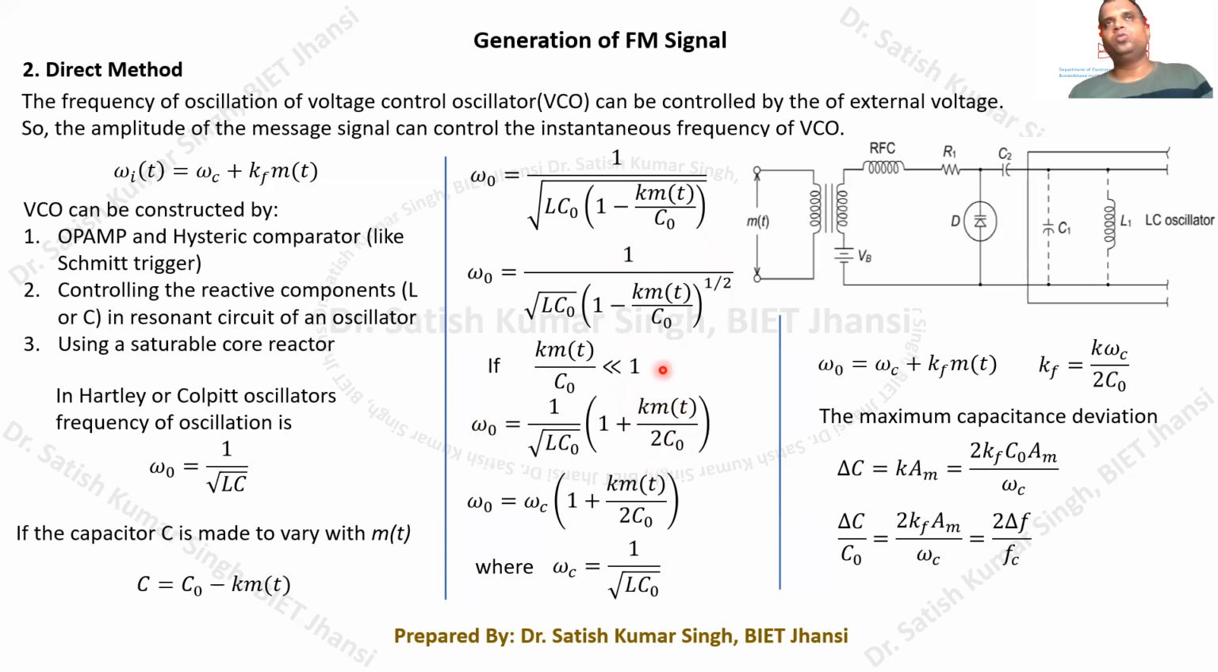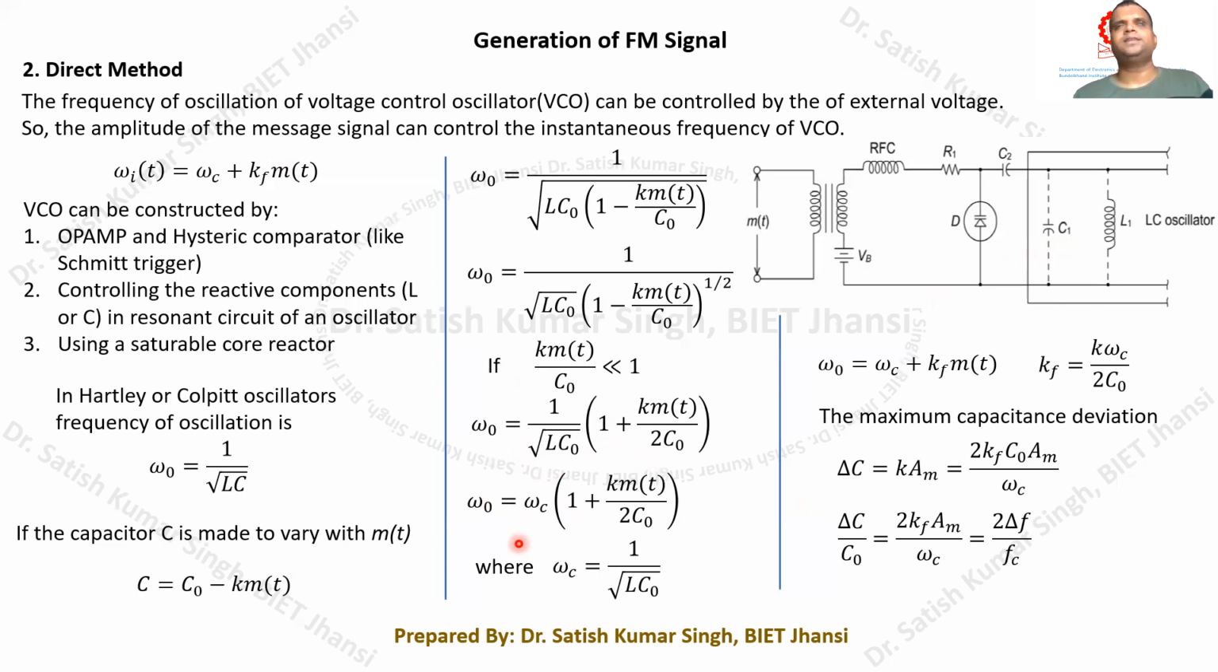So please try to do the binomial expansion of this particular equation. The first two terms will be considered only when this condition exists, that kmt divided by c naught is much less than 1. So this will be the binomial expansion. Now we can see that we can replace 1 upon root over LC naught with omega c. As I said, when no message signal is applied, there will be a certain frequency of oscillation, and that oscillation can be regarded as omega c.